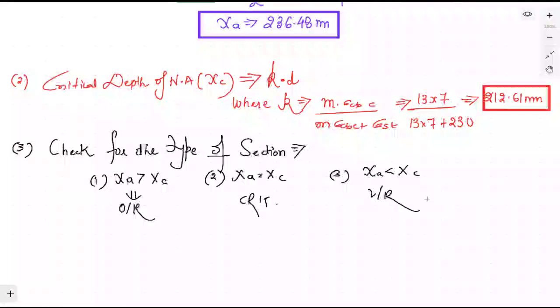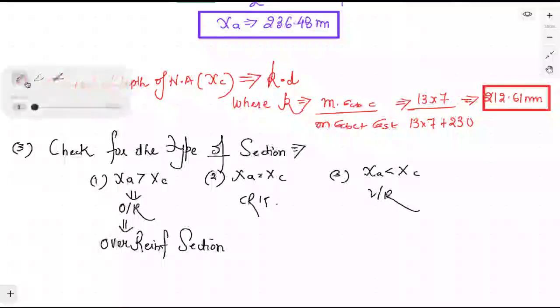Now let's see this. ऊपर वाले पे देखो, यहाँ पे XA is 36 point something and the critical depth is 212.61. It means that for this particular case, XA is greater than XC. It means that the section is what? Section is over reinforced. This is the over reinforced section which is present here.